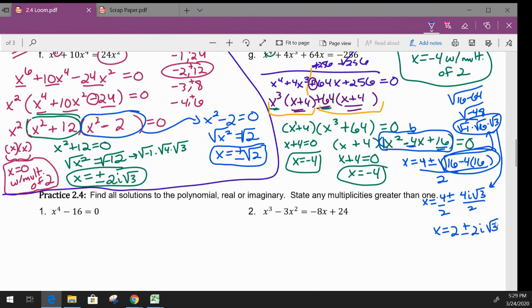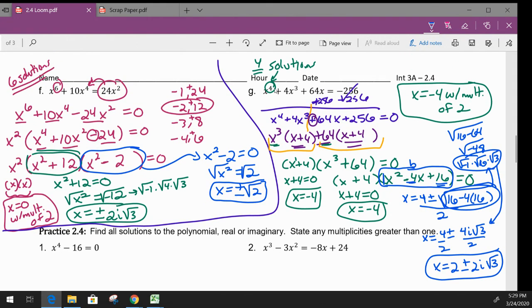This is an imaginary number, so this is something that cannot be combined or added together any further. You cannot add the 2 with the 2i square root of 3 because 2 is a rational number and 2i square root of 3 is not only imaginary or complex, it's also irrational. So anyway, that is your solution, your other two solutions for example G. So you have two solutions that are two values of x that are negative 4, and then you've got 2 plus 2i square root of 3 and 2 minus 2i square root of 3.